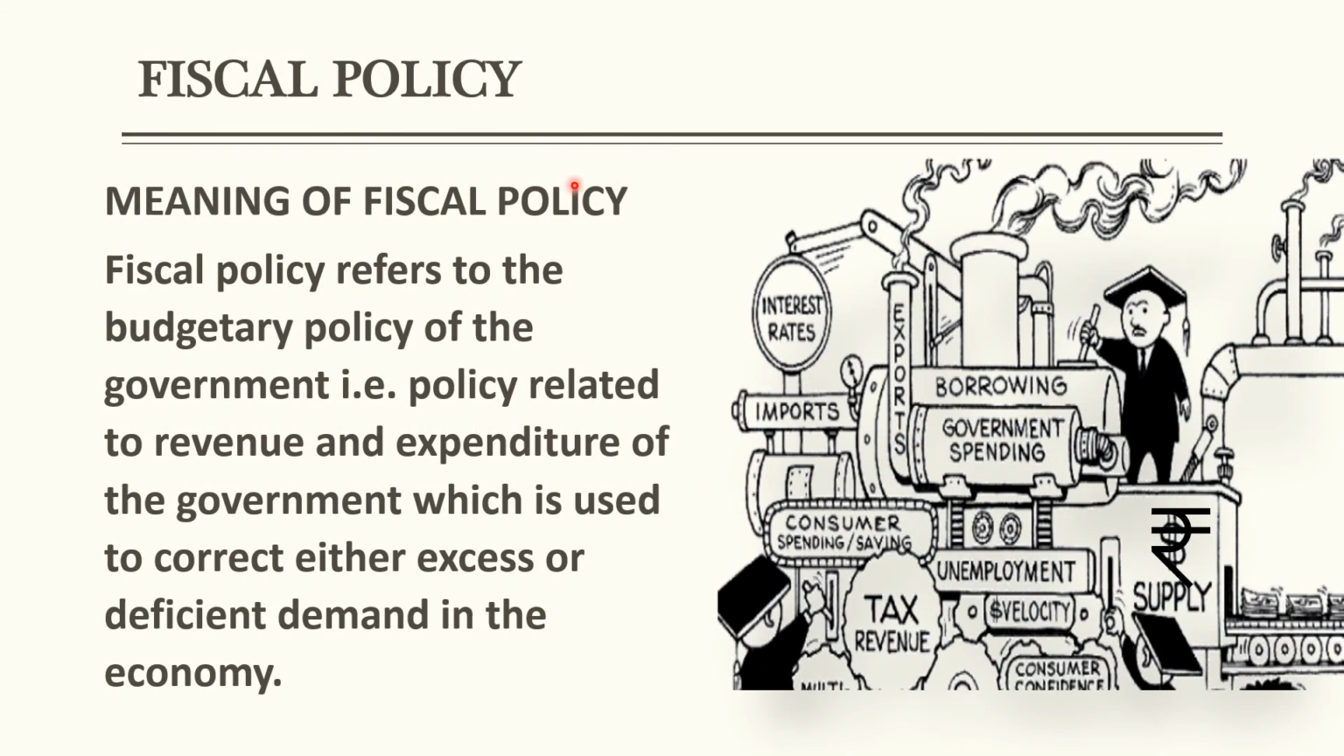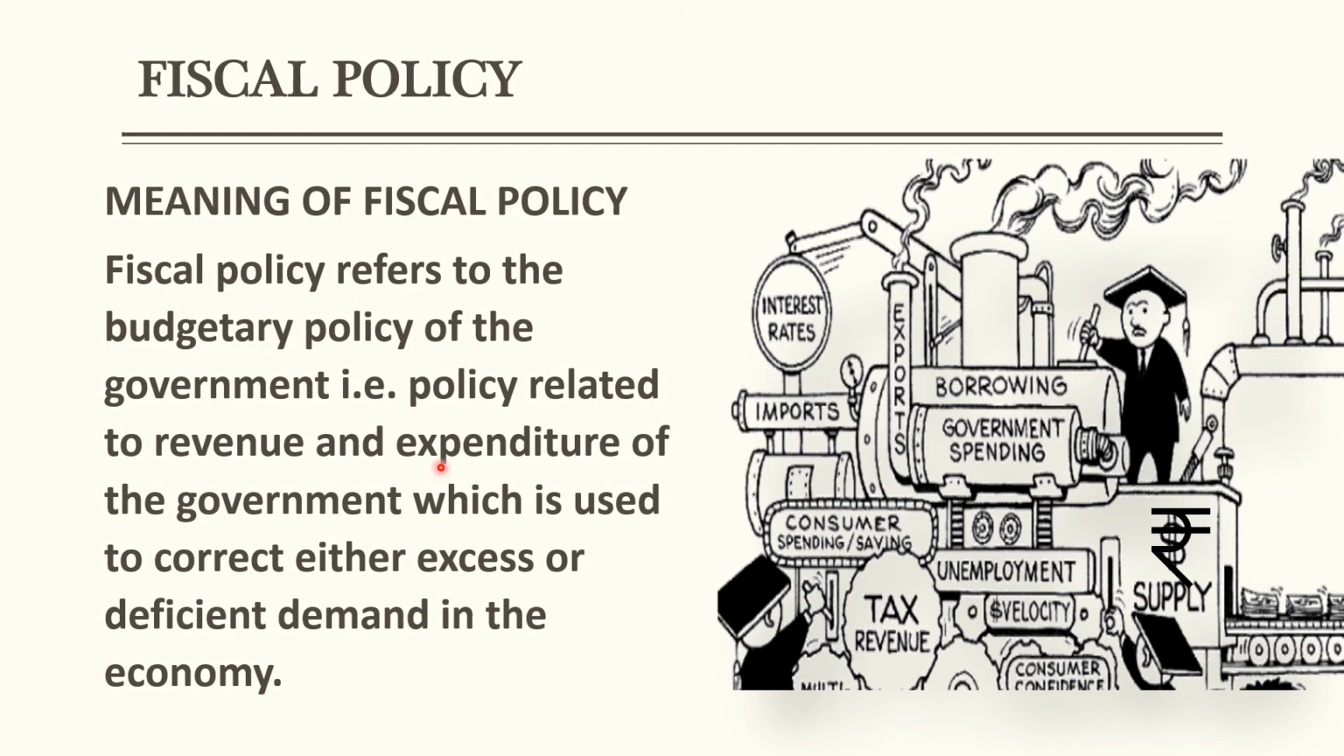Now let's study what is the meaning of fiscal policy. Fiscal policy refers to the budgetary policy of the government, that is the policy related to revenue and expenditure. How does the government earn revenue? We have studied under government budget. The government earns revenue through tax and non-tax sources. And we know that the government spends by way of subsidies and other expenditures.